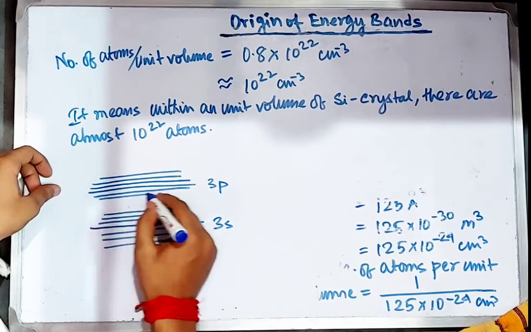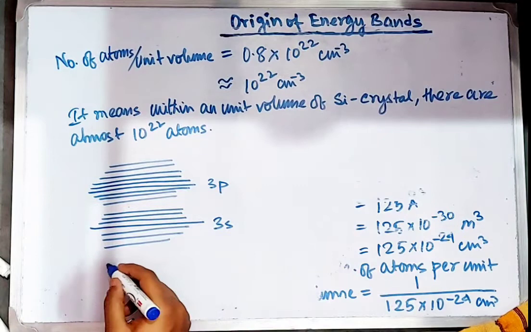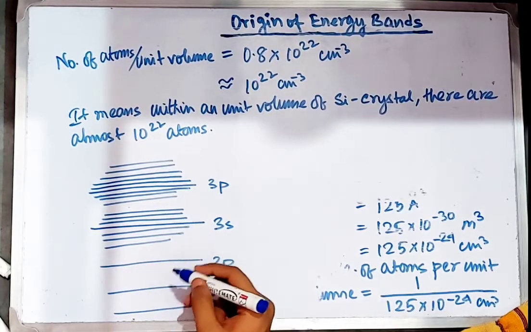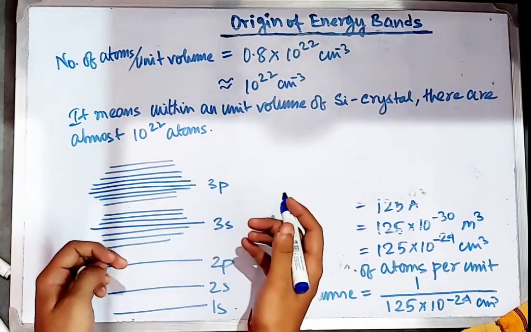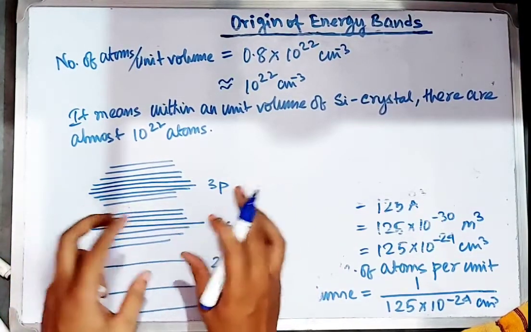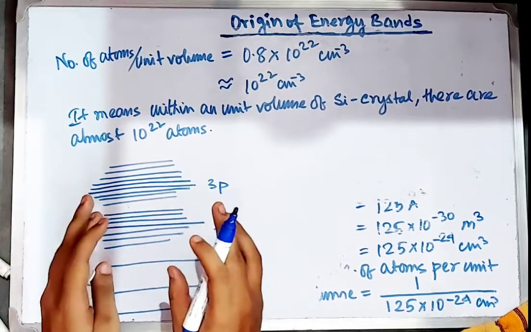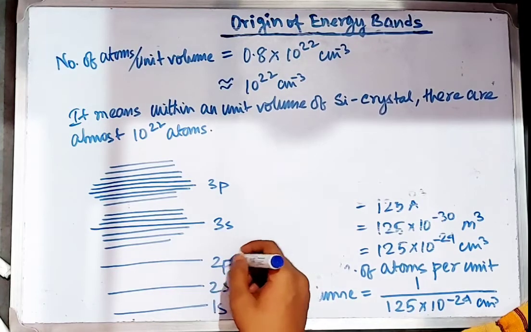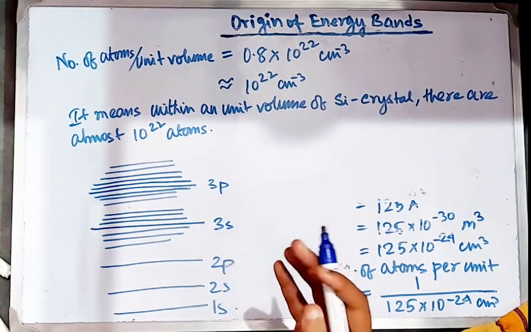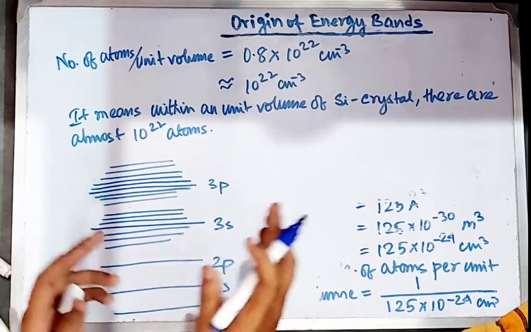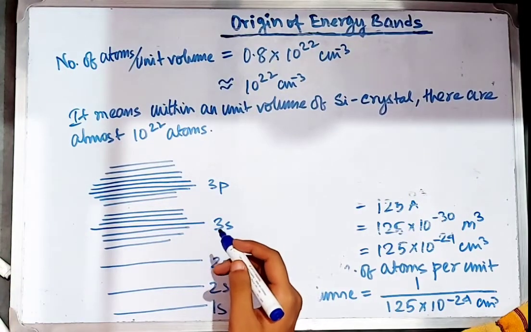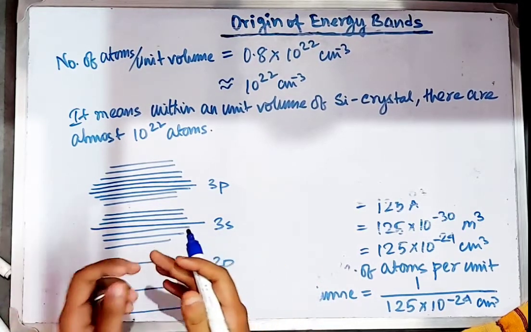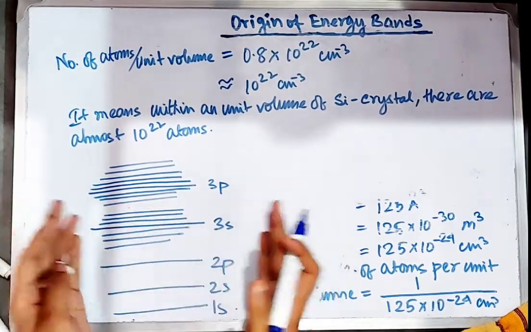But of course the 2p, 2s and 1s will not get split because they are not the outermost shell. If the two atoms are interacting with each other, their outermost shells are getting overlapped, but their inner shells are intact. That is the reason why 2p, 2s and 1s will not get split, but as their outer shells are overlapped with each other, the 3s and 3p subshells will get split into a huge number of energy states.